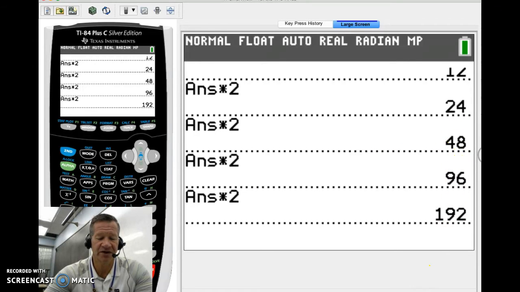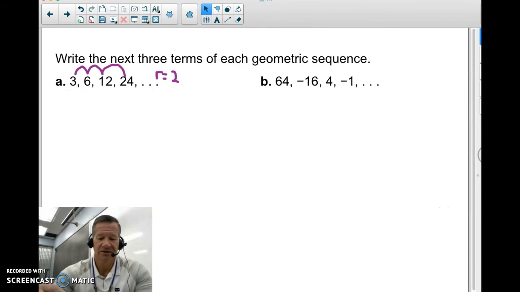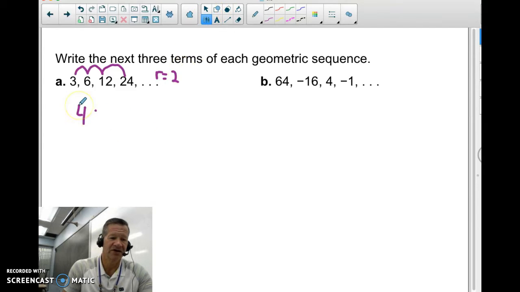You can get those real quick just by using that repeat function. So my next three terms, if I continue to multiply by 2, are indeed 48, 96, and 192.